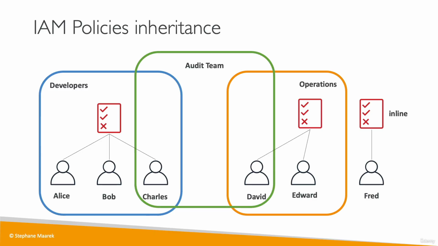And finally, if Charles and David both belong to the audit team and you attach a policy to the audit team as well, Charles and David will also inherit that policy from the audit team. So in this case, Charles has a policy from developers and a policy from audit team, and David has a policy from audit team and a policy from the operations team. That should make a lot of sense when we get into the hands-on.